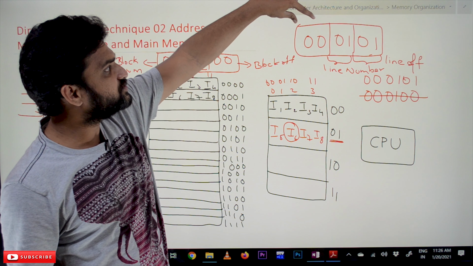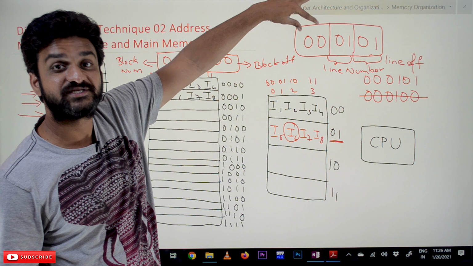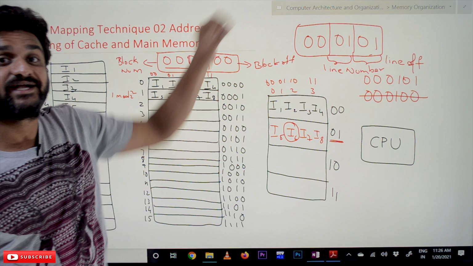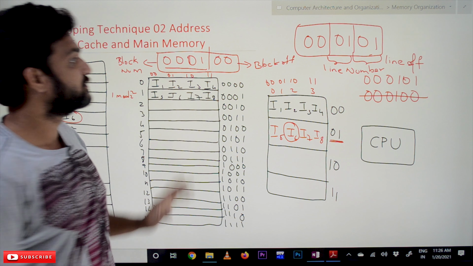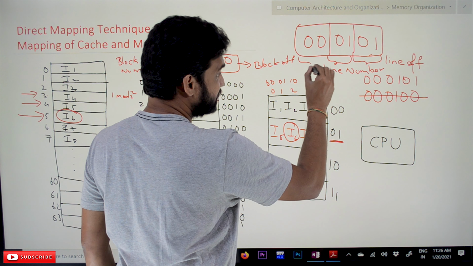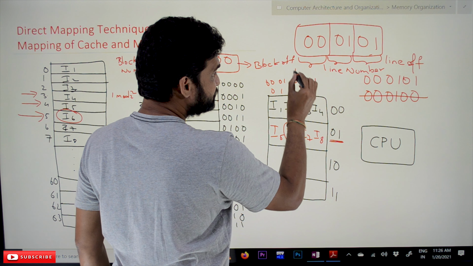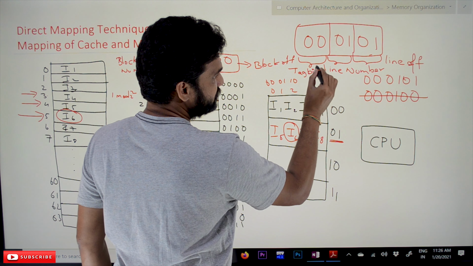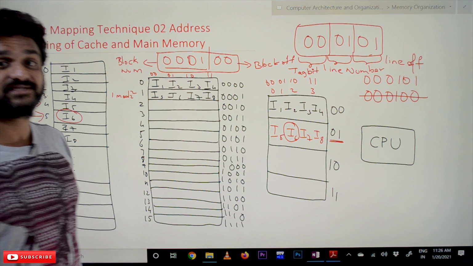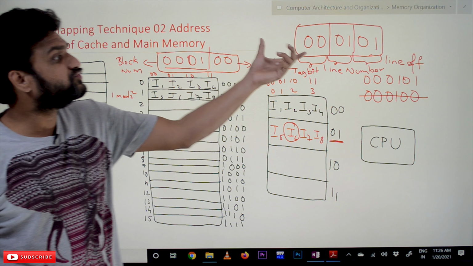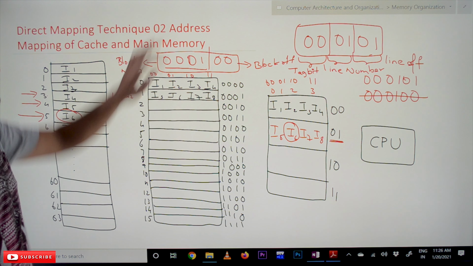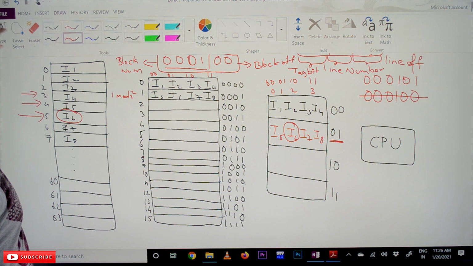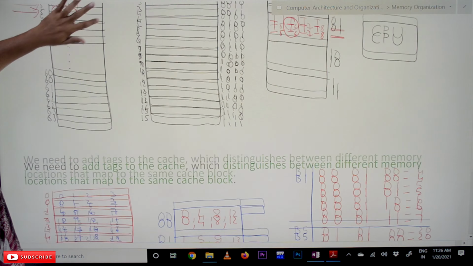What about these two bits? These two bits are what we call the tag number. What is the use of these bits? That we will try to understand. These two bits are called tag bits. What is the use of these tag bits? Let's try to understand it clearly by using a separate diagram.